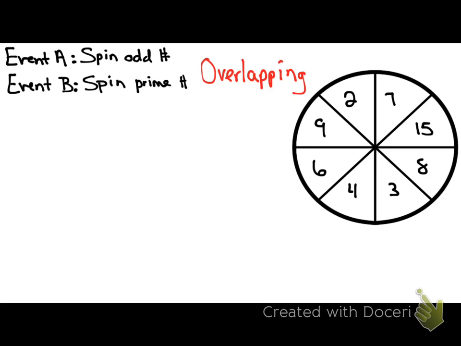Now I'm going to start calculating the probabilities. The probability that event A happens, remember, whatever my targeted probability is, that's what I write in parentheses, equals... event A, spin an odd number. How many odd numbers do you see on the spinner? 4 out of how many total? 8. Now the probability of B. How many prime numbers do you see on the spinner?